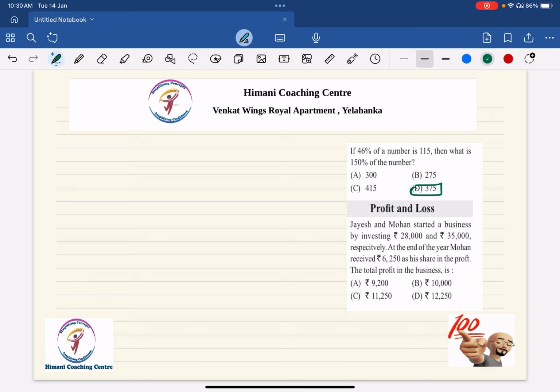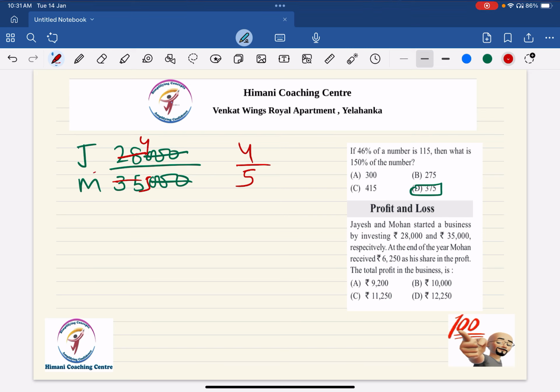Whenever a business question like this comes, the profit is divided as per their ratio of investment. So what is the investment by Jayesh? Jayesh did 28,000, then Mohan did 35,000. So what is their ratio? These three zeros cut each other. Then by the table of 7, this is 4 and 5. So that means 4 parts of Jayesh, 5 parts of Mohan. Let us write Jayesh 4 parts, Mohan 5 parts. Total how many parts? 9 parts.